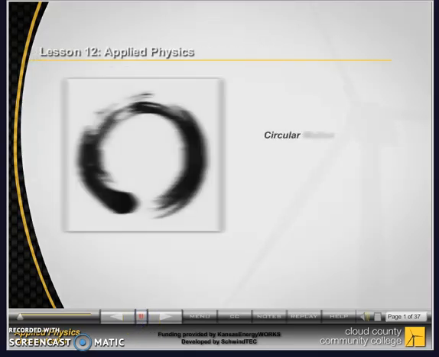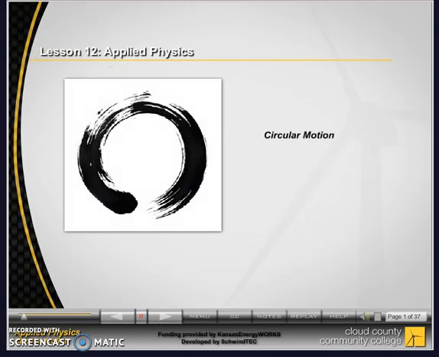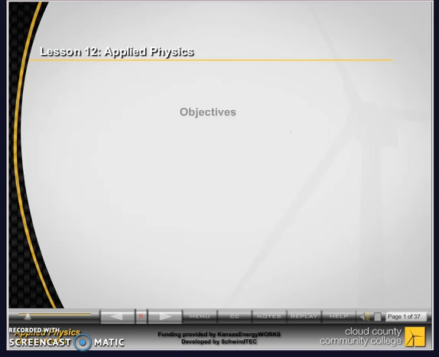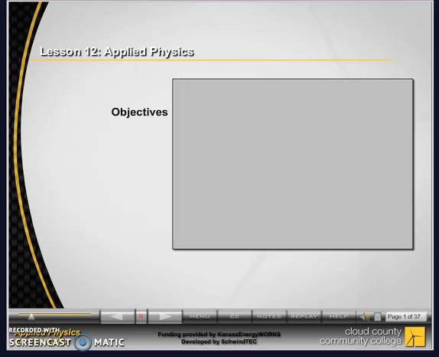Welcome to Lesson 12 of Applied Physics. This lesson covers circular motion. In this lesson, you will cover the following objectives.